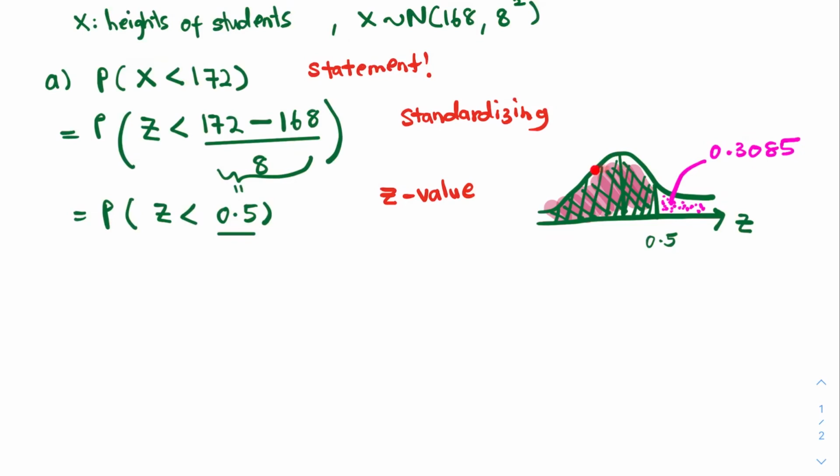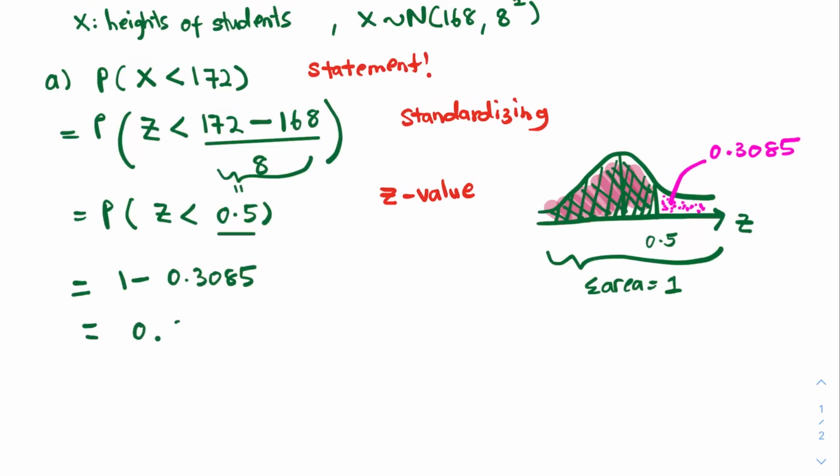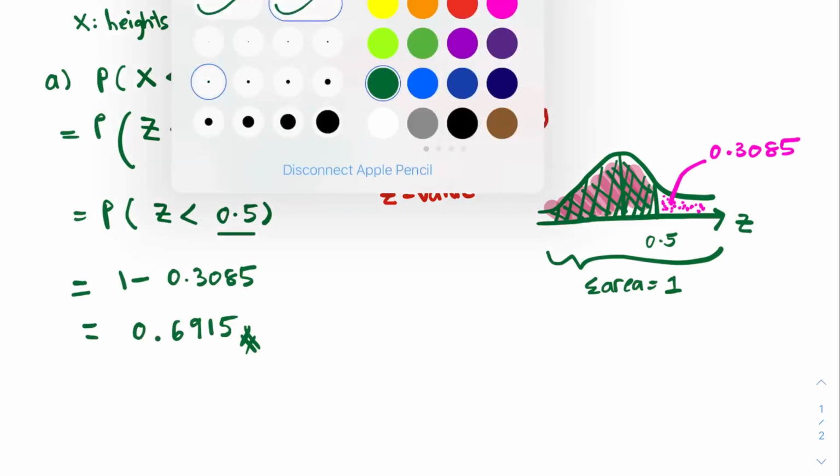The total area is equivalent to 1. So to find the shaded region, it is 1 minus 0.3085, where you get your answer 0.6915. So this is how you do it step by step.